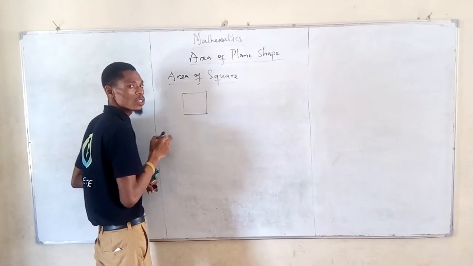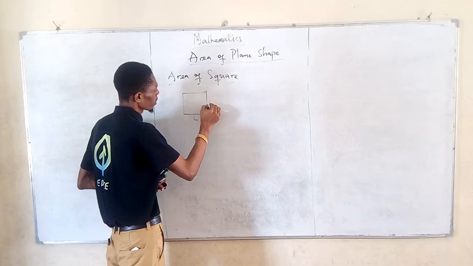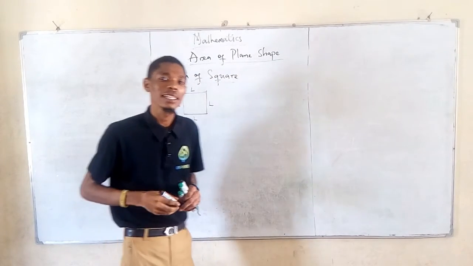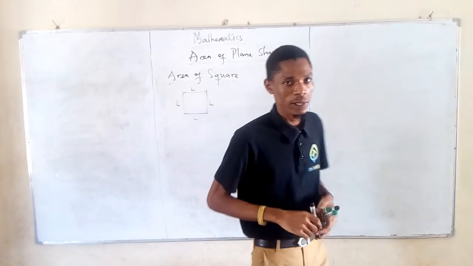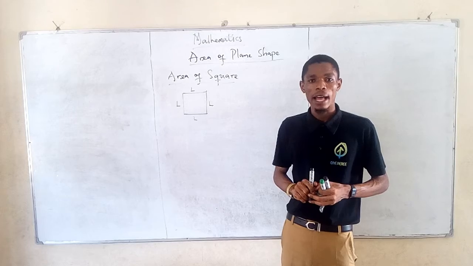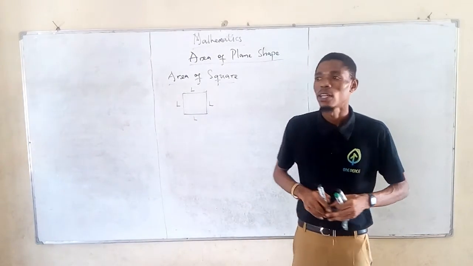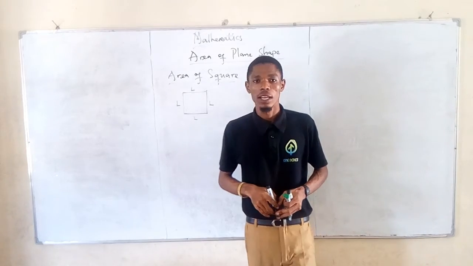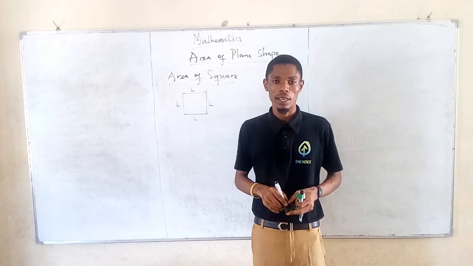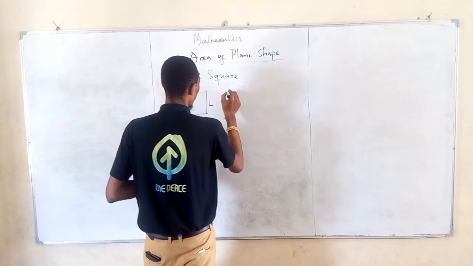Assuming this is a square and this side is L, it means here will be L, here will be L, here will be L. Reason being that it has 4 perfect equal sides. Each of the sides of a square are equal. So if here is the length, here is the length, and all other parts of this are also the lengths of the square. That means they are all equal. Okay, now let's see the area of the square.